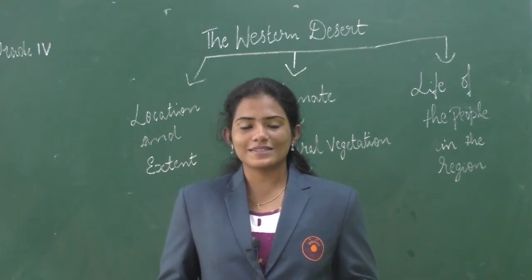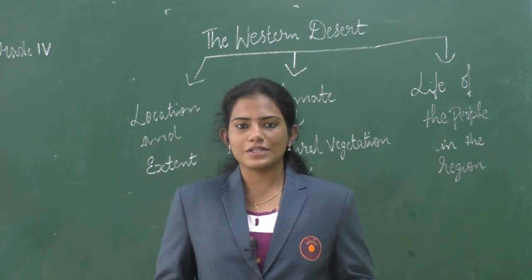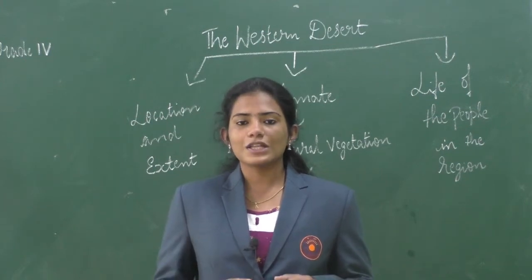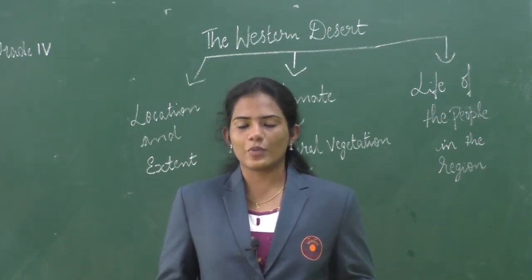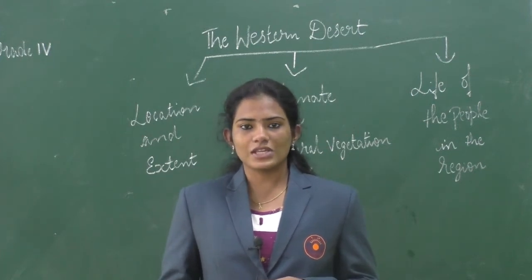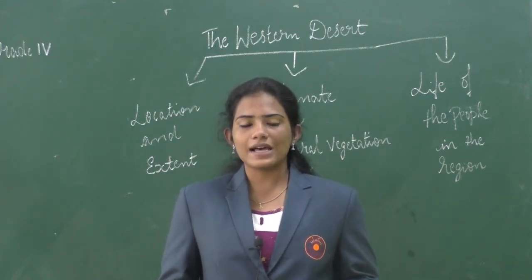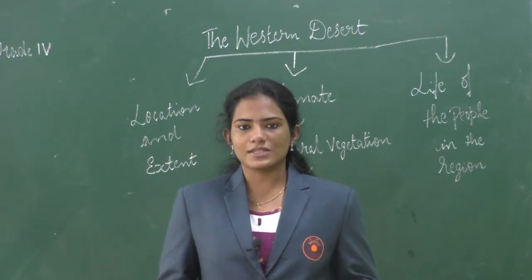Today we will discuss Chapter 6, the Western Desert. Under this chapter, we will be discussing the location and extent of the Western Desert, the type of climate, natural vegetation and wildlife, and how people get water in the desert areas, and lastly, the life in the region. Now let us get started.